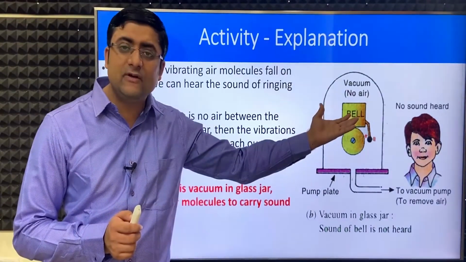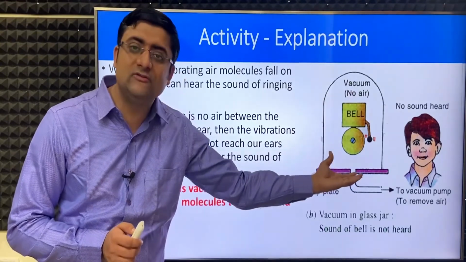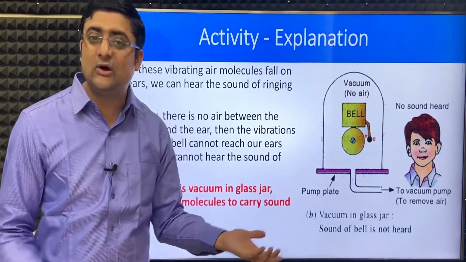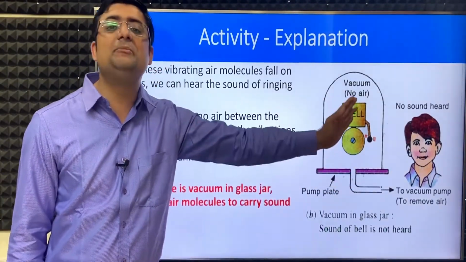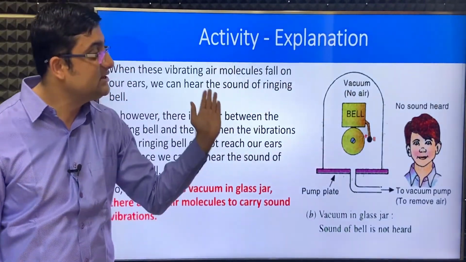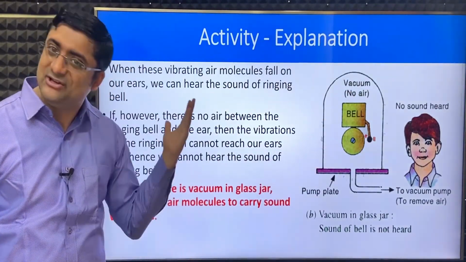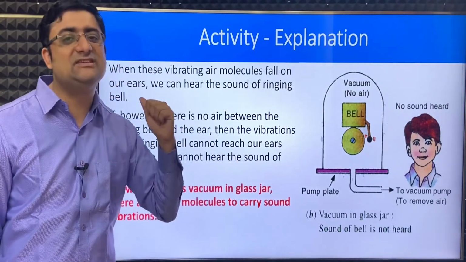Why can't sound be heard in vacuum? Because there are no molecules in vacuum, hence there is no one to carry the sound. Sound is being produced but is not being carried. Why? No molecules. Hence sound cannot travel through vacuum. So I hope this concept and this activity is clear.